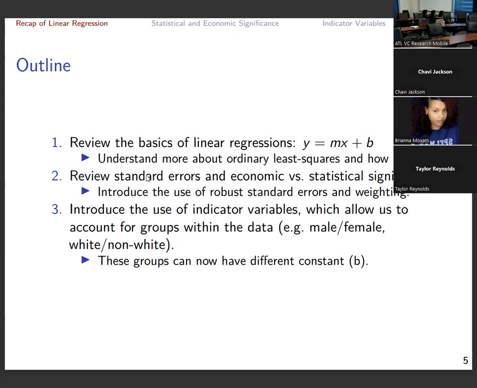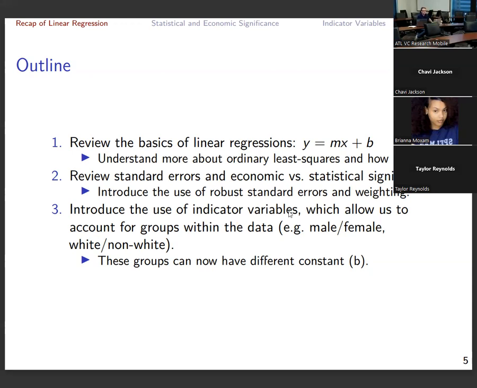And then, like we did last week, we're gonna talk about standard errors and test the hypothesis around the coefficients. But then we're gonna introduce this idea about whether or not it's not only statistically significant, but whether or not it has any relevant economic magnitude. We're not gonna do robust standard errors or weighting. I think that's beyond the scope of what we want.